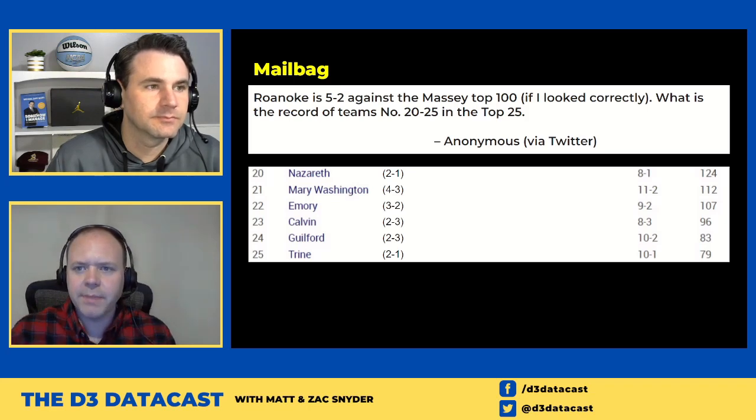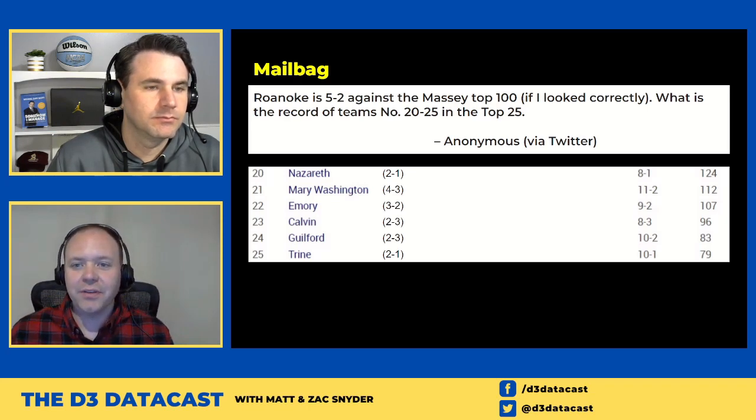Currently, we expect a new top 25 Monday evening. So this episode will get published Monday morning. So as we're looking at it, we're going based on the current top 25 as of the recording date. 20th is Nazareth. They're 2-1 against the Massey top 100. Mary Washington is 21st and are 4-3 against the top 100. Emory is 3-2. Calvin is 2-3. Guilford is 2-3, and Trine is 2-1.